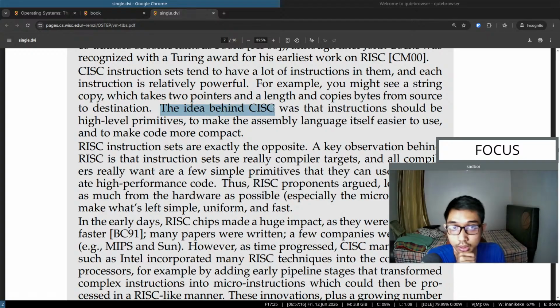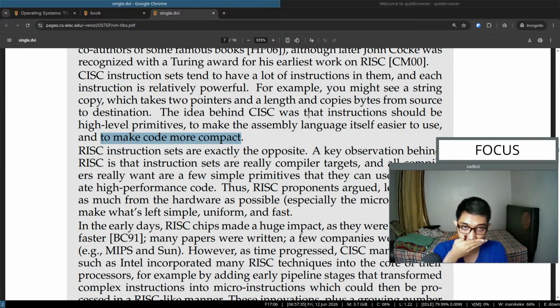The idea behind CISC was that instructions should be high-level primitives to make the assembly language itself easier to use and to make code more compact. Okay.